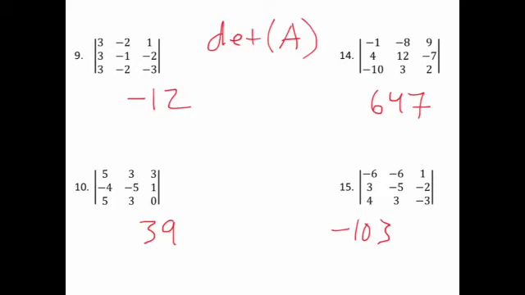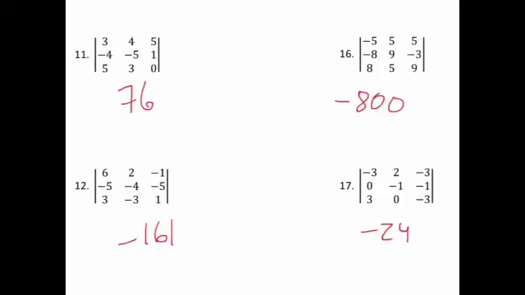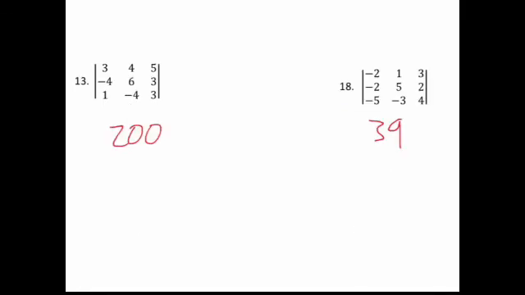9 is 12, 10 is 39, 14 is 647, 15 is negative 103. On 11, you get 76. 12, you get negative 161. 16, you'll get negative 800. And on 17, you'll get negative 24. And on the last two, you'll get 200 for 13 and 39 for 18. And that's the whole assignment.